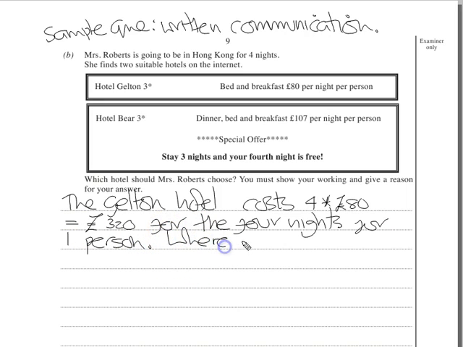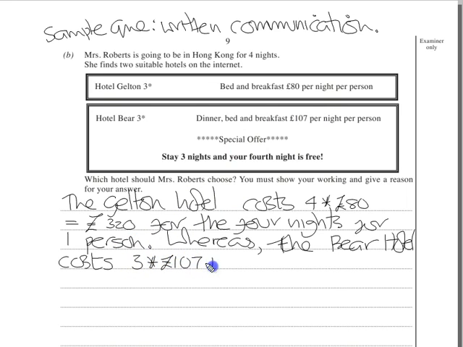Whereas the Bear Hotel, so let's put that down. The Bear Hotel costs, okay, how much is it? Well, 4 nights, 3 nights are 107, so it's 3 times £107 plus £0 for the extra night because it's free on the 4th night, isn't it? And that would tot up to 300, 3 7s are 21, so you've got £321 in total.